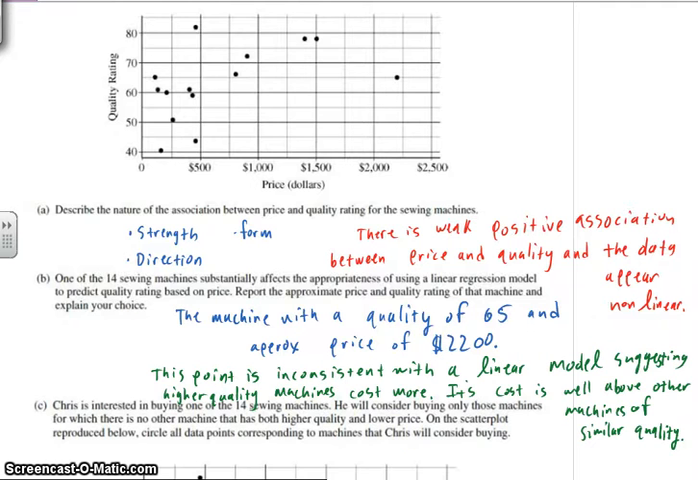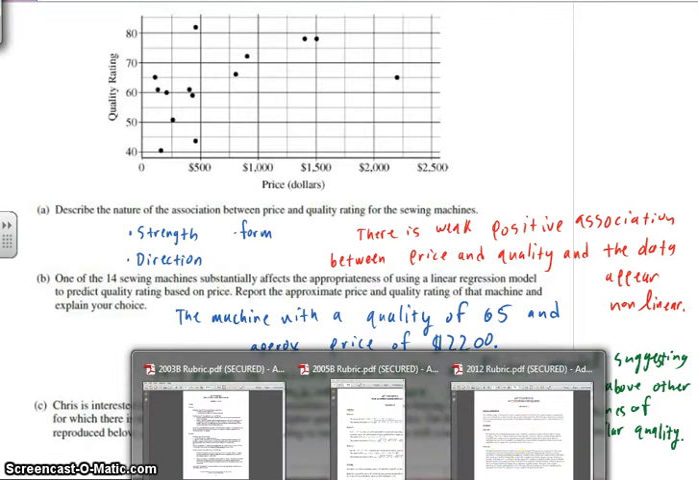So here's one way to say it, is to say that this point is inconsistent with a linear model, suggesting that higher quality machines cost more. Its cost is well above the machines of similar quality. I'll probably continue on to say that you could talk about residual plots, that it would contribute to a curved residual plot, but basically that this point does not fit with the linearity of the data, is what we're trying to say.